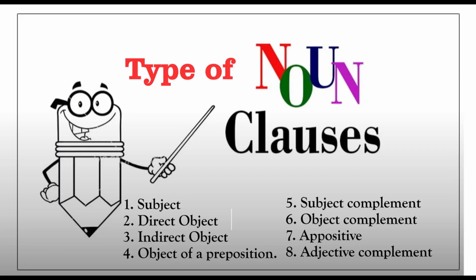There are 8 types of noun clauses. Number 1, subject. Number 2, direct object. Number 3, indirect object. Number 4, object of a preposition. Number 5, subject complement. Number 6, object complement. Number 7, appositive. And number 8, adjective complement. Let's go through each type of noun clause with examples.